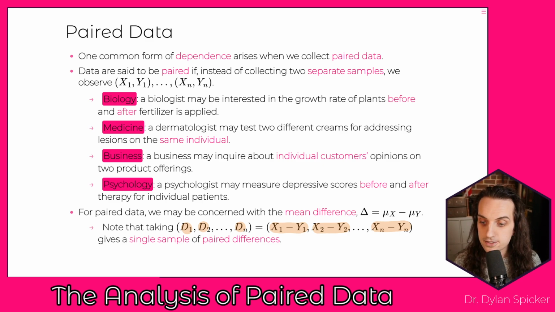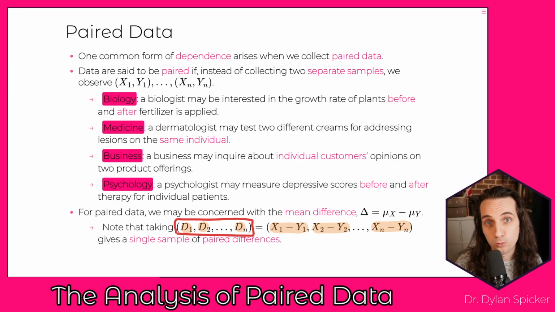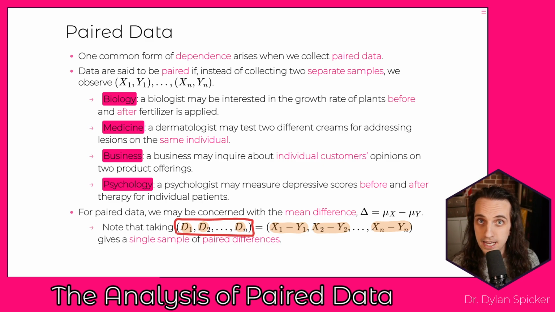Now notice that as soon as we've done this, we have this single sample right here of the d's. And so these individual differences are going to represent univariate data. They're one sample at this point. And so if you had just been given the differences d1, d2, up to dn, this becomes a one sample problem for hypothesis testing.